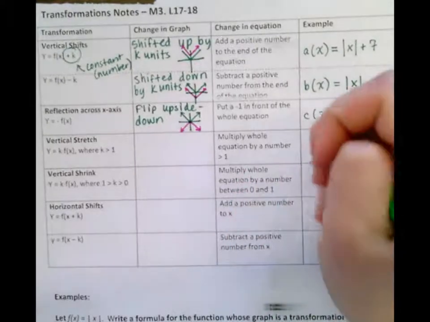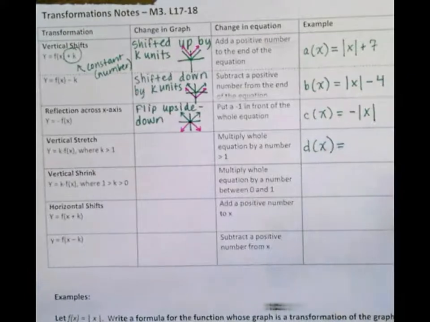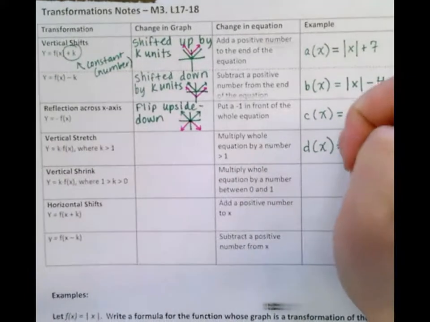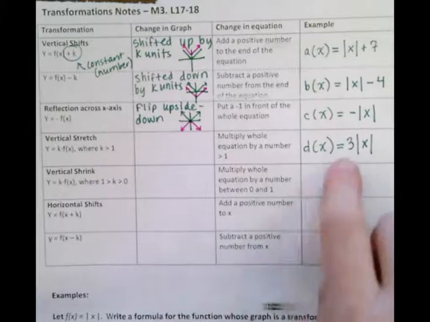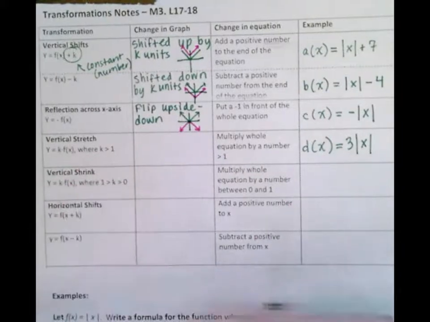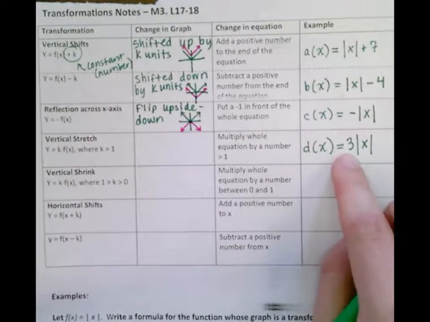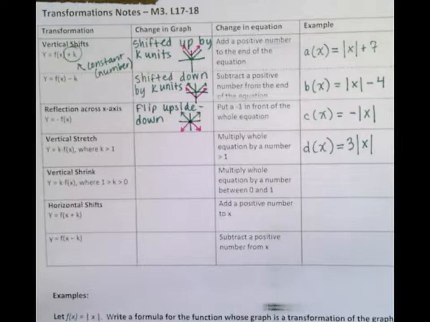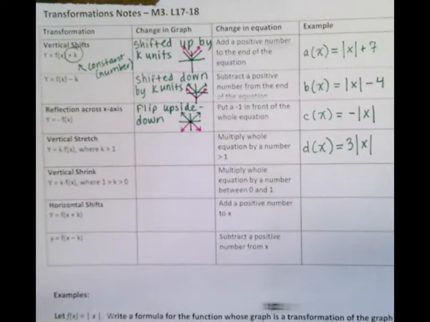An example of this would be if we multiplied 3 times absolute value of x. So 3 is my k value. 3 is a number that is more than 1. Now, I could also have a decimal, so it could be something like 3.5 or 1.5. That would also create a vertical stretch. And what we see on the graph is that it's going to get narrower or skinnier by a factor of k.